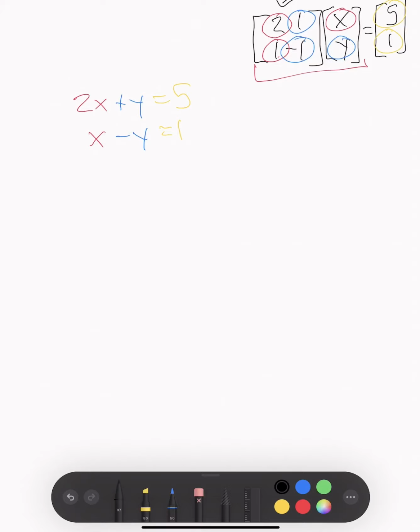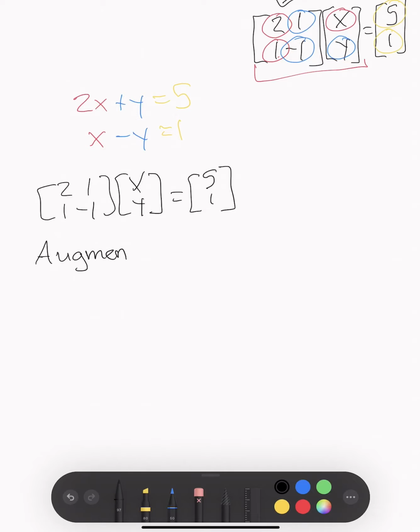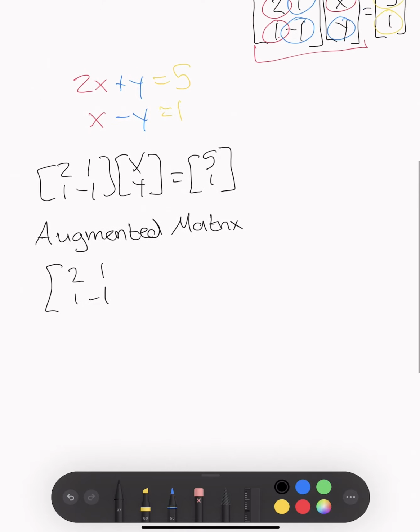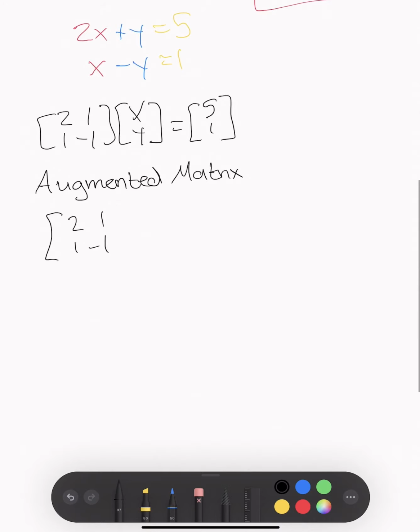So let's go back. I'll rewrite the matrix here: 2, 1, 1, minus 1 multiplied by x, y is 5, 1. Okay, so what do you do from here? You have to form what's called an augmented matrix, and you'll get very good at doing this. It's just formality, I guess. What you do is you take the matrix you're given, 2, 1, 1, minus 1, that's all the coefficients from your equation on the left-hand side.